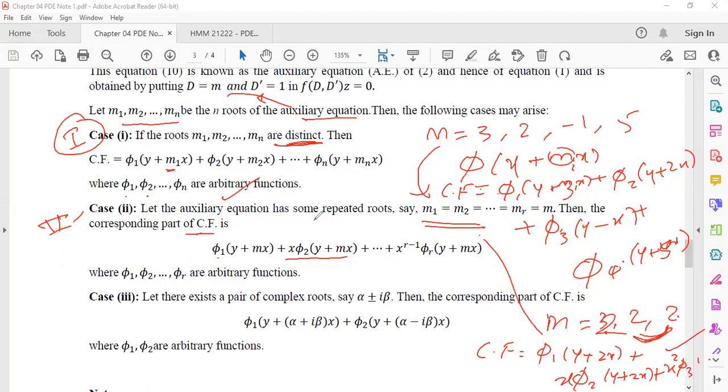That's what they say. If you are having all repeated roots, all the m1, m2, mr, then you can write phi 1, this one, plus x times the next one, x squared, up to x to the power r minus 1. Since we are having r solutions, we are taking one here, x to the power r minus 1. So here we have three solutions, so we are going up to x squared. Similarly, if it is r solutions, we will go up to x to the power r minus 1. So here also these are arbitrary functions.